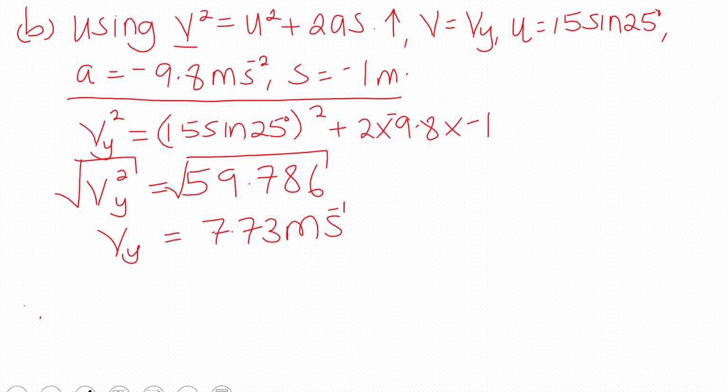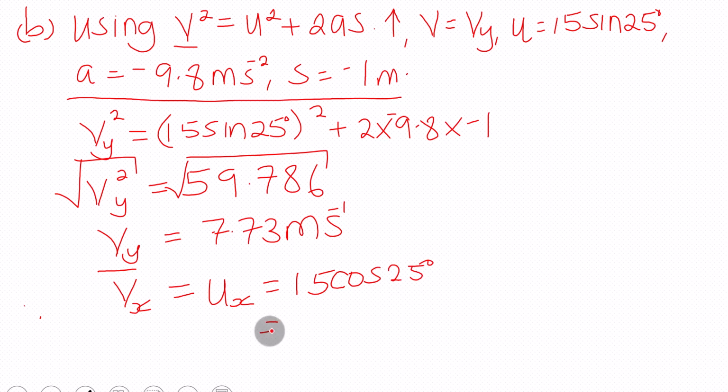Remember, to have the resultant velocity, or velocity with which the particle hits the ground, you need the vertical component of velocity, which is vy, and also v in the x. We said v in the x is always equal to u in the x because there is no acceleration, and we know that u in the x is 15 cos 25 degrees, and this will give us 13.6 meters per second. So with these two components of velocity, we can now calculate the resultant velocity.